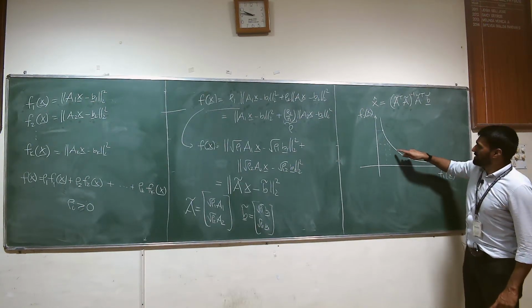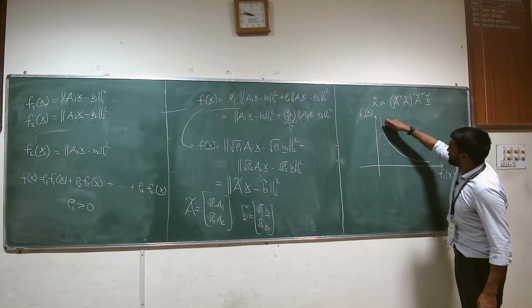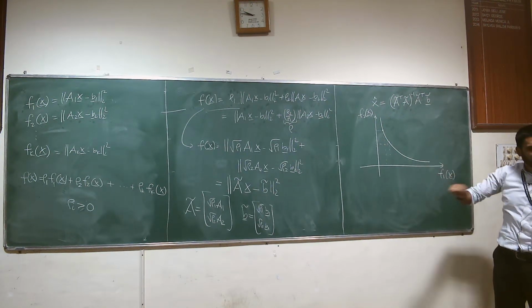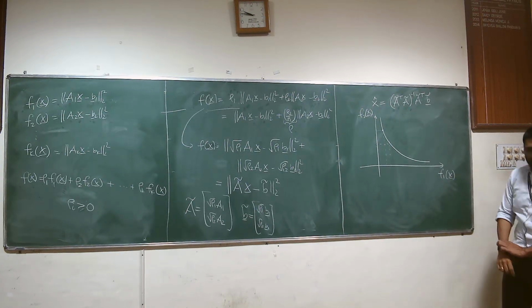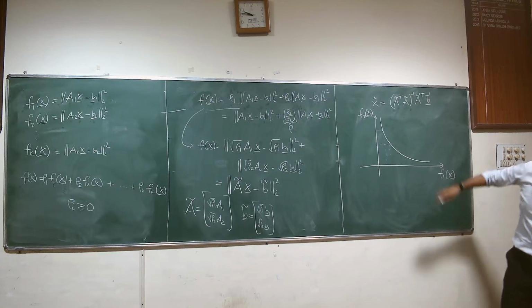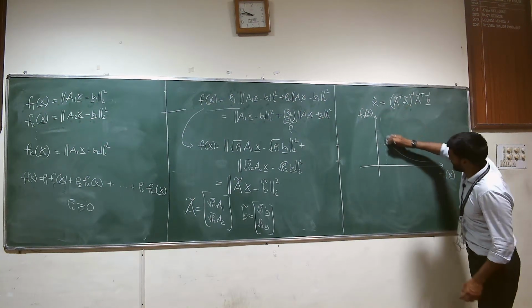Now, that means you can now trade off between your first objective and your second objective simply by turning the knob on rho. Let's say this is one possible curve you could have gotten. Let's say we got a curve like this.